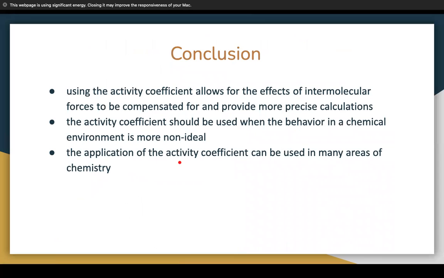All right, so in conclusion, using the activity coefficient allows the effects of intermolecular forces to be compensated for, and it provides more precise calculations. The activity coefficient can be really useful because you can apply it in a lot of equations in chemistry, and you can use it to calculate almost any deviation from non-ideal behavior. And so you should use it when the behavior in a chemical environment is more non-ideal, because when the molecules are behaving closer to ideal, there's still a need for it, but not as much of a need, if that makes sense.